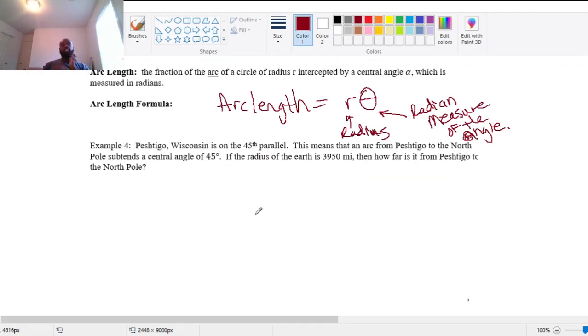And so this example here says Peshtigo, Wisconsin is on the 45th parallel. This means that an arc from Peshtigo to the North Pole subtends a central angle of 45 degrees, all right? There you go, 45th parallel. If the radius of the Earth is 3,950 miles, then how far is it from Peshtigo to the North Pole, right? So, of course, we know that our Earth is a sphere, but it's on the 45th parallel. And so I'm just going to say that this is my North Pole here. And if I were to draw a 45-degree angle, all right, now a 45-degree angle will look something like this.